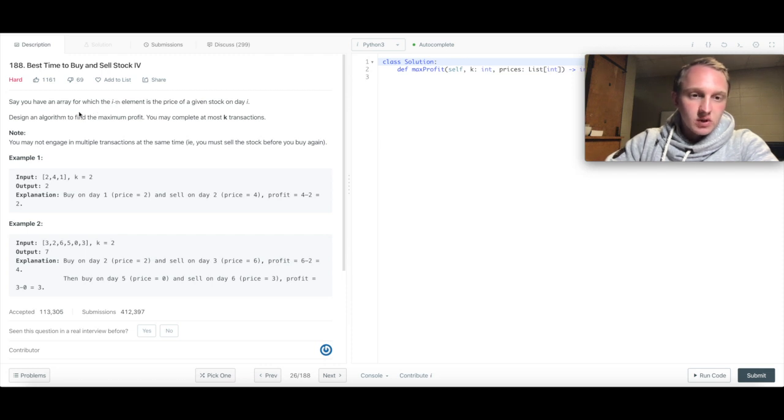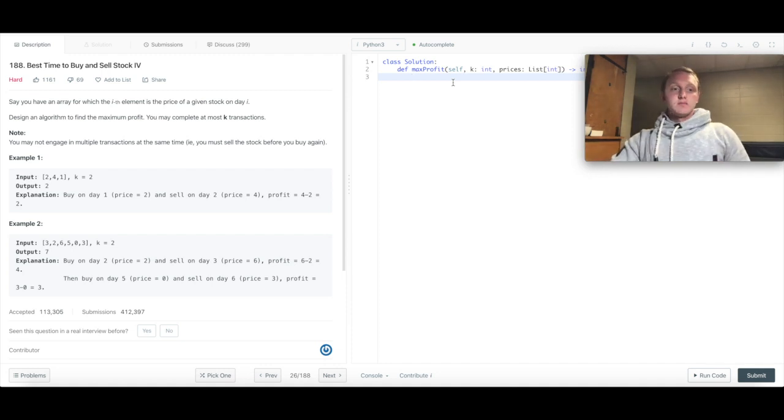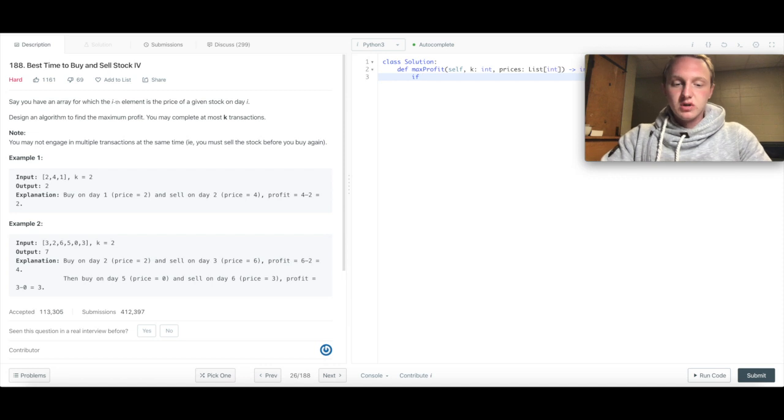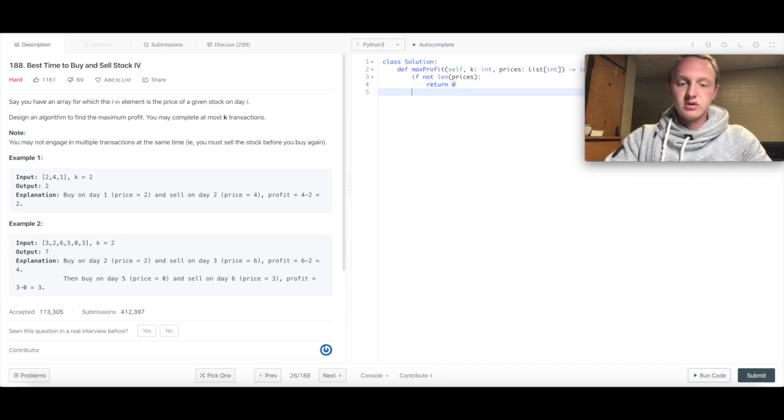Okay, so this is pretty much the same question. The only difference is that we're not limited by just 2 transactions here. We're actually getting input of k transactions. That's gonna be our limit. The solution is pretty much the same. First thing we want to do, we want to check if the lengths of prices, if it's empty, we return 0.